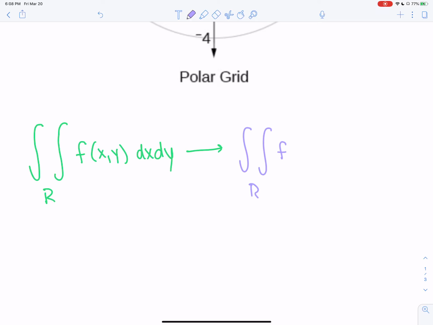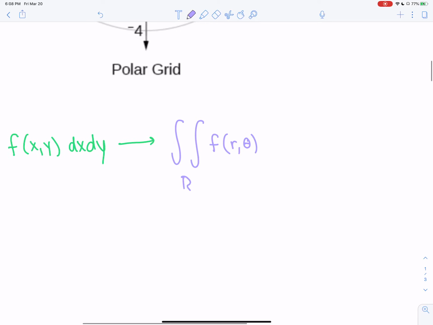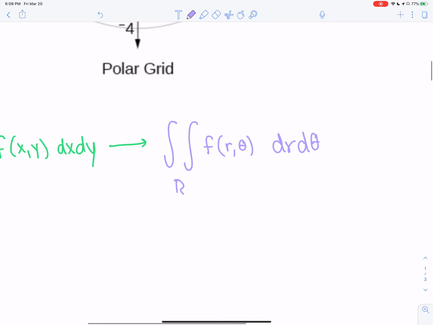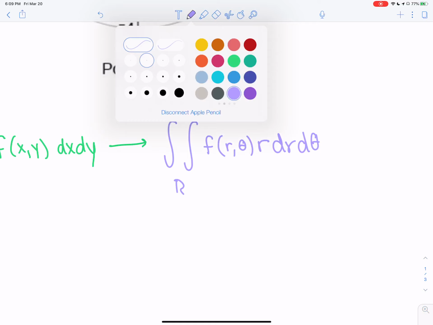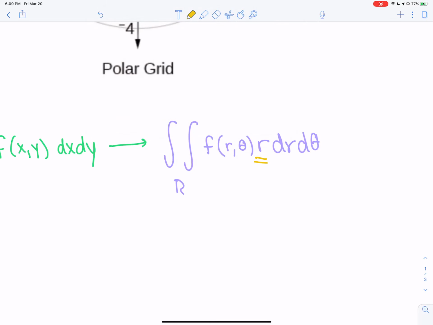Now our function is not in terms of x and y, it's in terms of r and theta. And now we have dr d theta. So that's what that differential in the end becomes. But something that is a little tricky and a lot of students forget is that when you convert into polar integration, you have to remember that you actually multiply by an extra r. So an extra r gets multiplied in there, and we'll explore where that comes from in a couple sections in chapter 15.8.